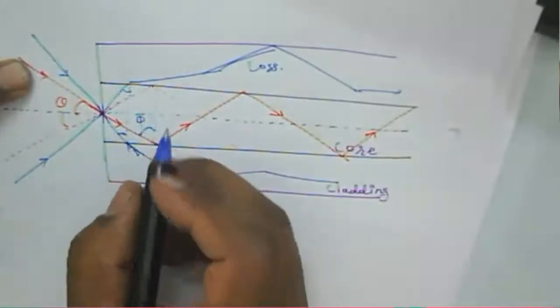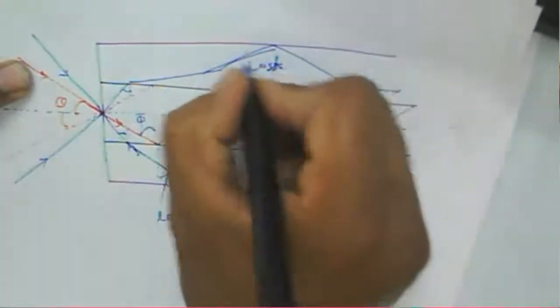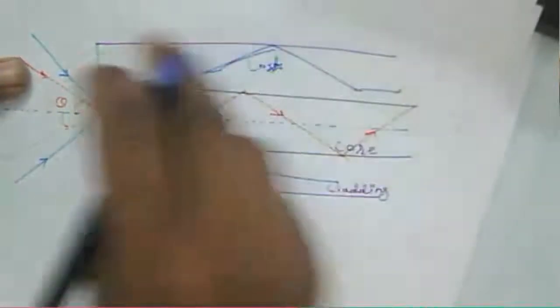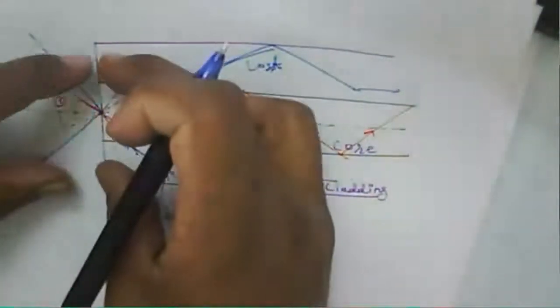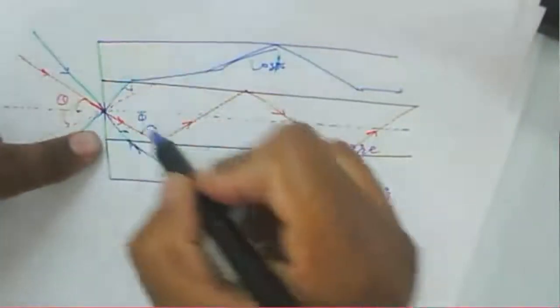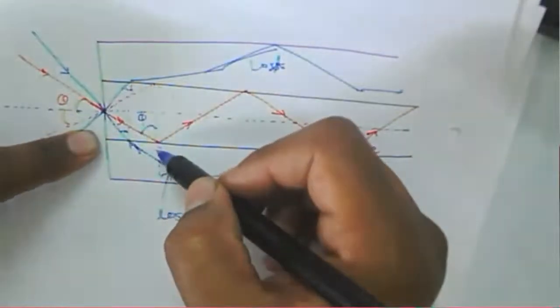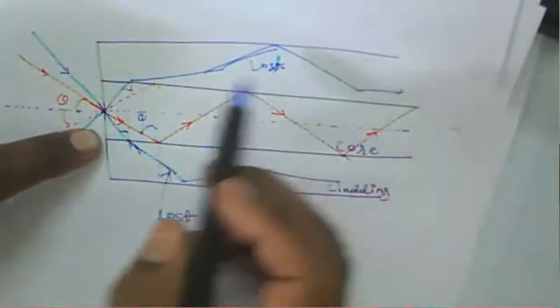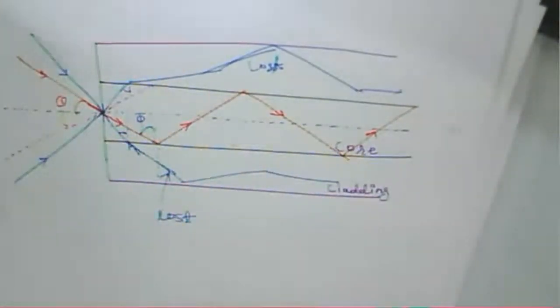Now this is nothing but a loss, loss by radiation. Or you can say that the ray, the signal, will be lost here. So that is a part of loss by this particular angle. But if the ray is making the critical angle at this particular boundary, then your light is propagating through the fiber.